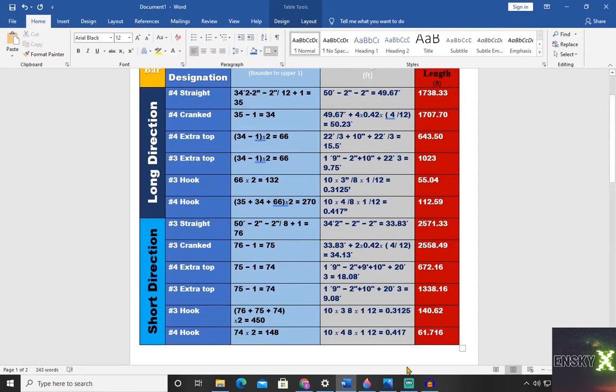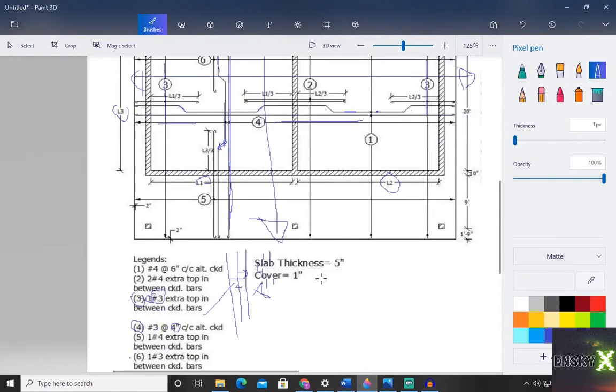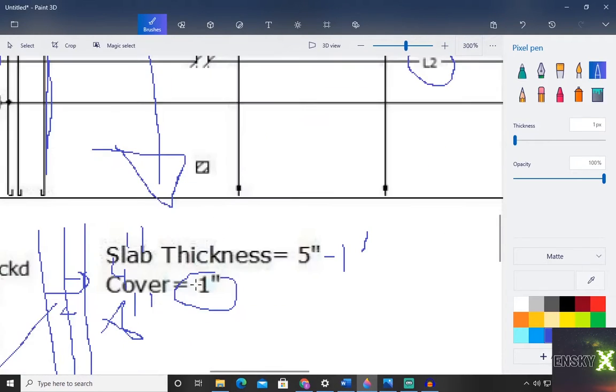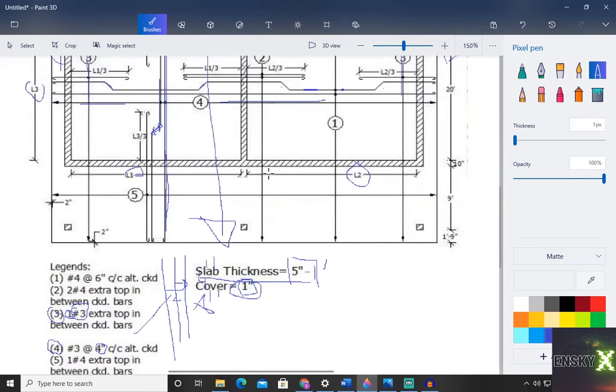Then why actually put 3 here? No, 3. This is actually again 4, because for the slab thickness we have to minus 5 inch from 1 inch, because 1 inch is the cover. In every project you will get the slab thickness, almost 5 inches or 6 inches in most cases. Then you have to deduct the cover, which is actually 1 inch. Everything will be given in the design.